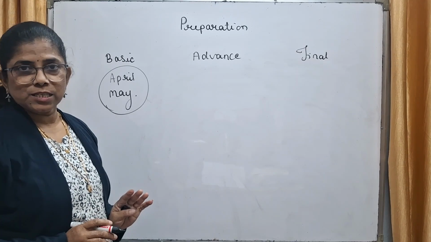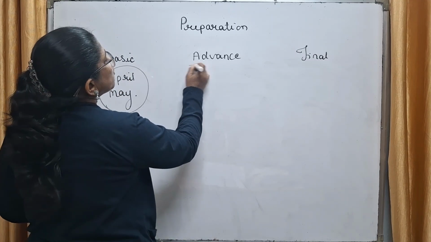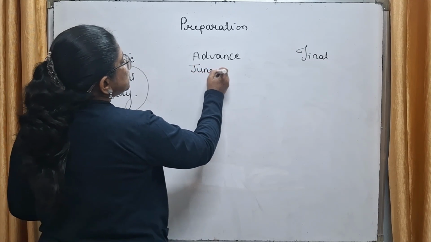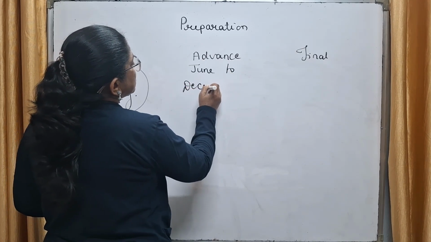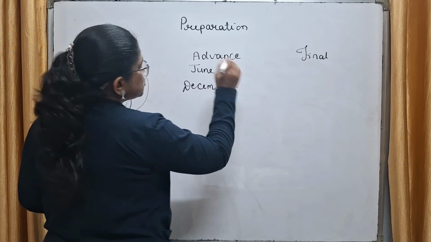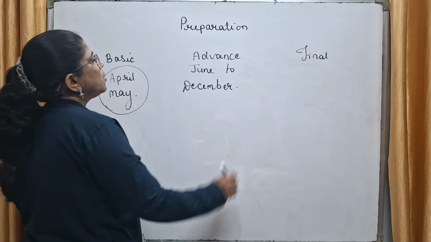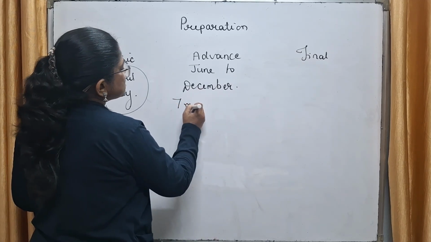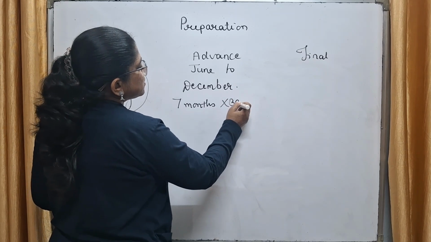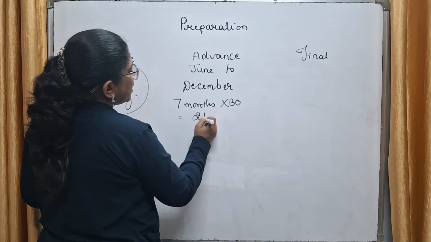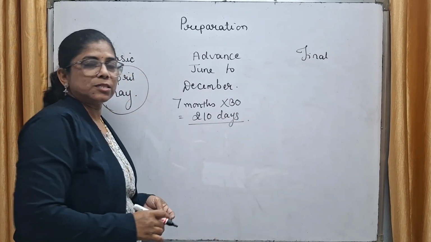Now next comes the advanced preparation. In this advanced part, you have to use your time from June to December. From the month of June to the month of December, we have 7 months in our hand. Let's take approximately 30 days per month. So we have 210 days in our hand to study.